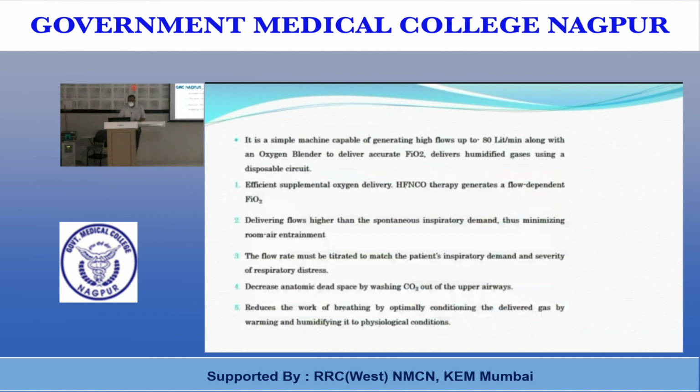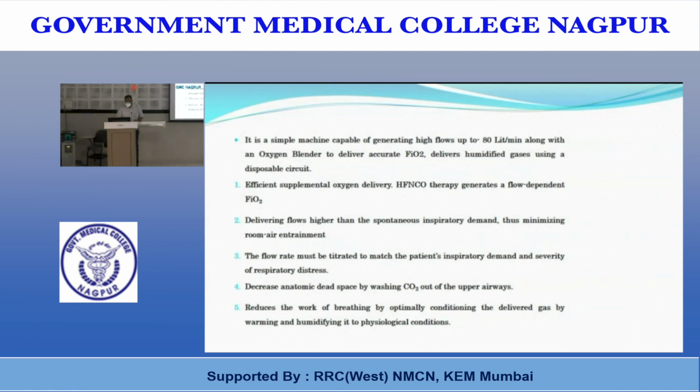High flow nasal oxygen is a simple machine capable of generating a high flow of up to 80 liters per minute along with the oxygen blender. It delivers an accurate FiO2 and also delivers humidified gases, so there is no dryness felt by the patient. Efficient supplemental oxygen delivery: high flow nasal oxygen generates a flow-dependent FiO2.